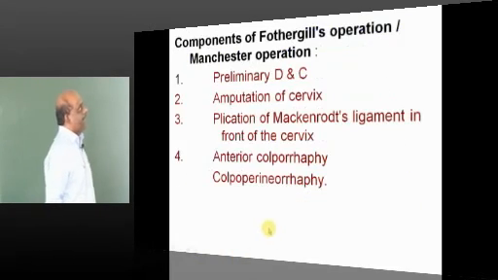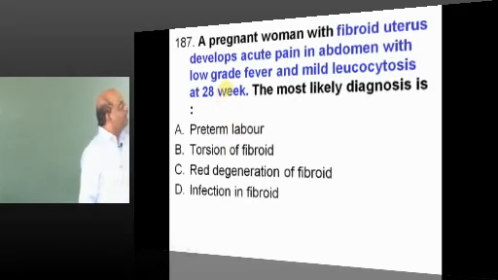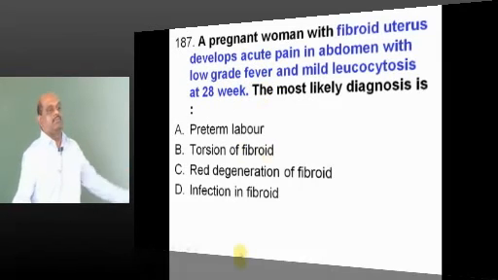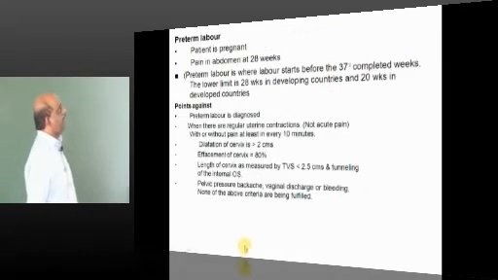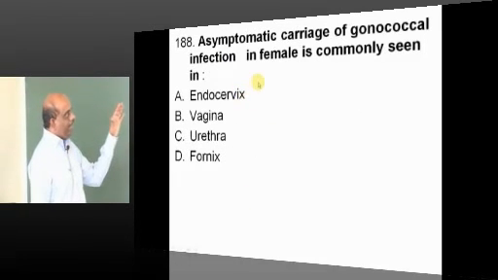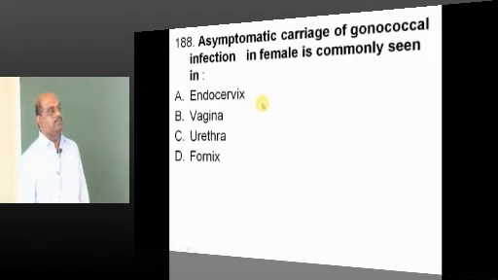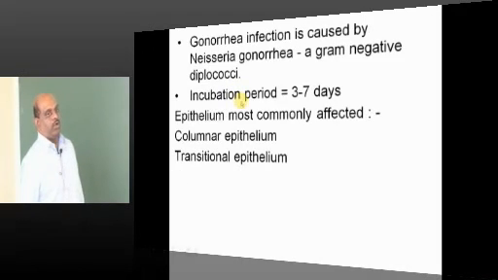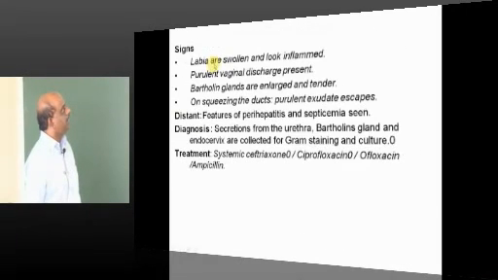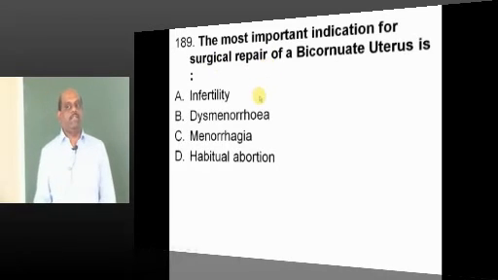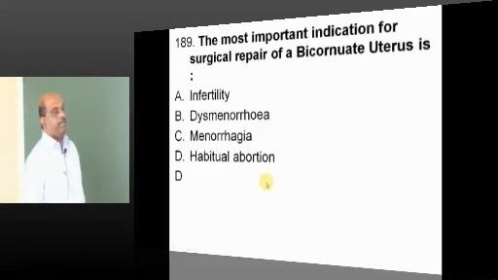Now doctor, a pregnant woman with fibroid uterus develops acute pain. Easy question: red degeneration. Asymptomatic carriage in females commonly: endocervix, for the gonococcal carrier state. Most important indication for surgical repair if there is a bicornuate uterus: habitual abortion.